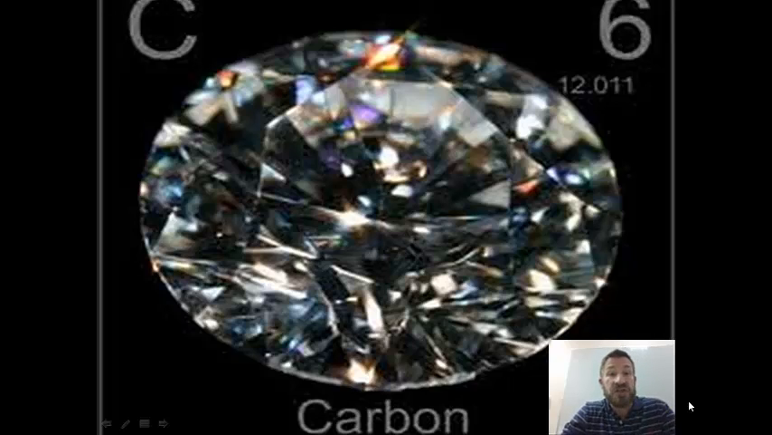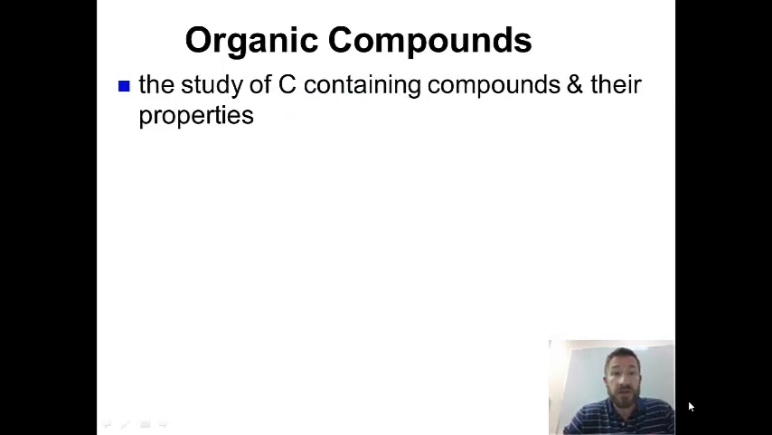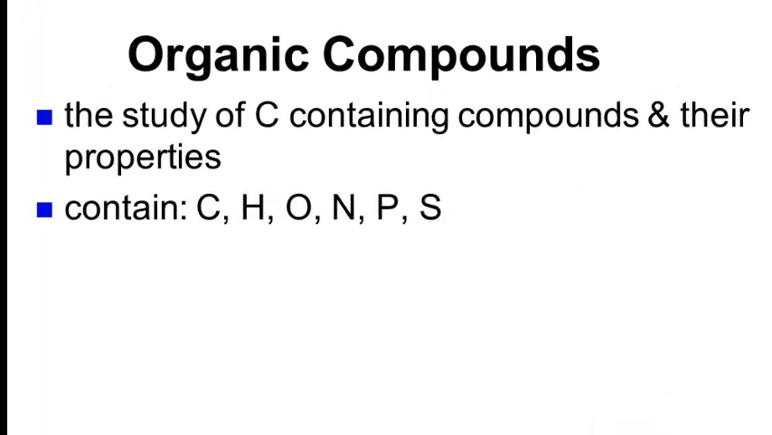Today we're going to learn how to name organic compounds. So we're going to call this organic nomenclature. I put a diamond here because a diamond is composed of carbon, and the organic molecules we're going to talk about have carbon as a backbone. So what are organic compounds? Organic compounds include carbon, so we say it's the study of carbon-containing compounds and all their properties.